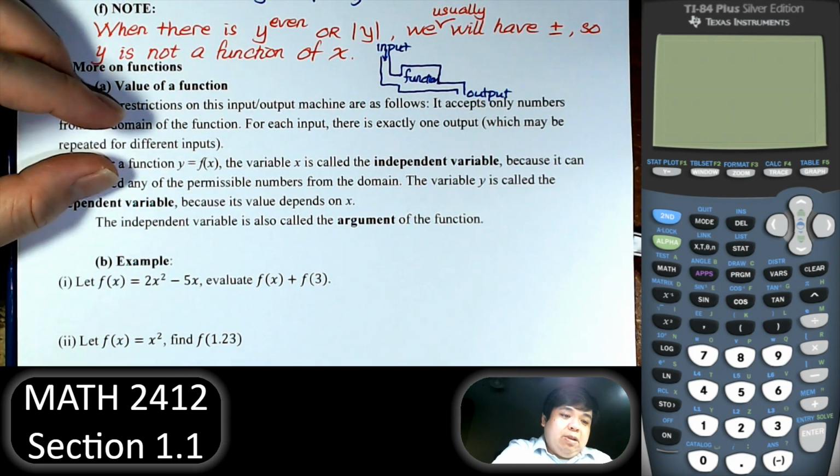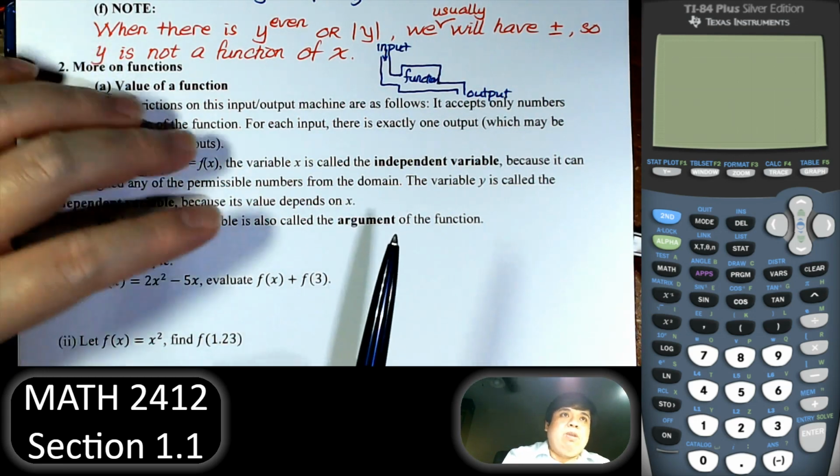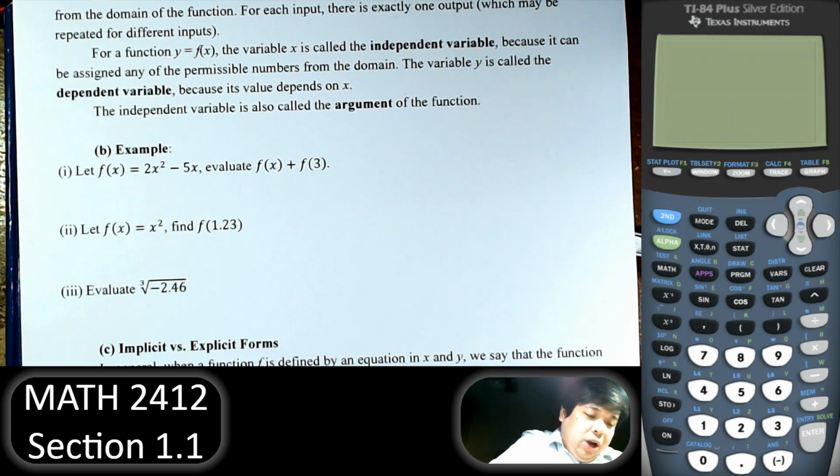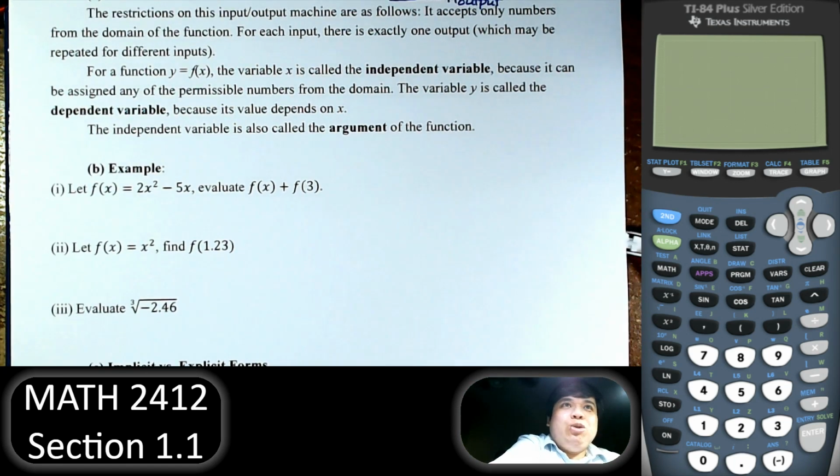And the independent variable is also called the argument of the function. Right. Next, we have an example of evaluating a function. This should be easy. Just get used to how we evaluate a function.